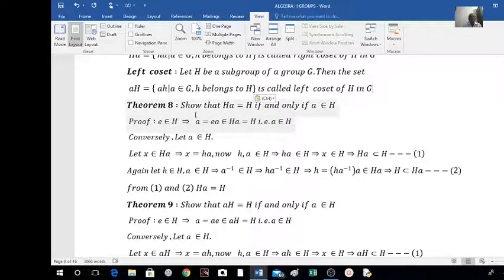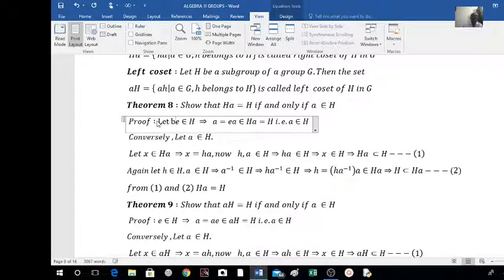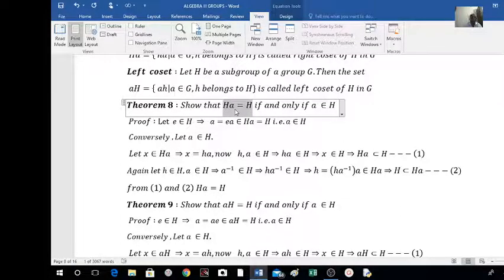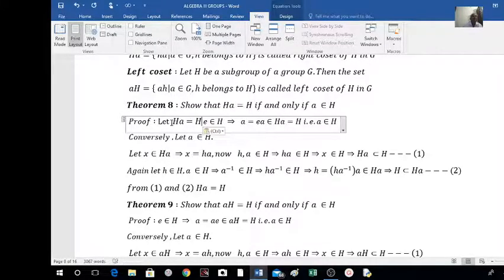So here we have considered, let me write, HA equal to H, right? So I have taken HA equal to H and I have proved that A belongs to H. That is, I have considered this one and I have proved this one. This is the hypothesis and this is the consequence.